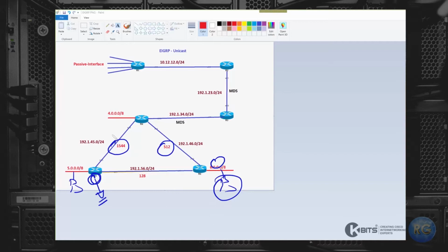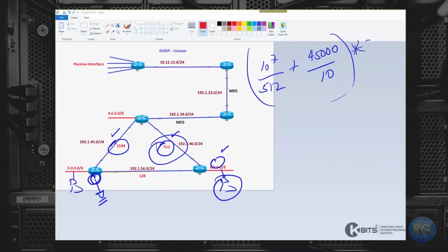You get my point? So I'm going to take these links into consideration. But in terms of the bandwidth, I'm just going to use the minimum out of the 3, while for the delay I'm going to add all 3. So the long path would be 10 to the power of 7 divided by 512, which is the lowest speed among the 3, plus the delay sum of all 3 interfaces, which is 45,000, 20,000, 20,000, and 5,000, divided by 10, and then you multiply it. That's where we came up with the 6 mil.